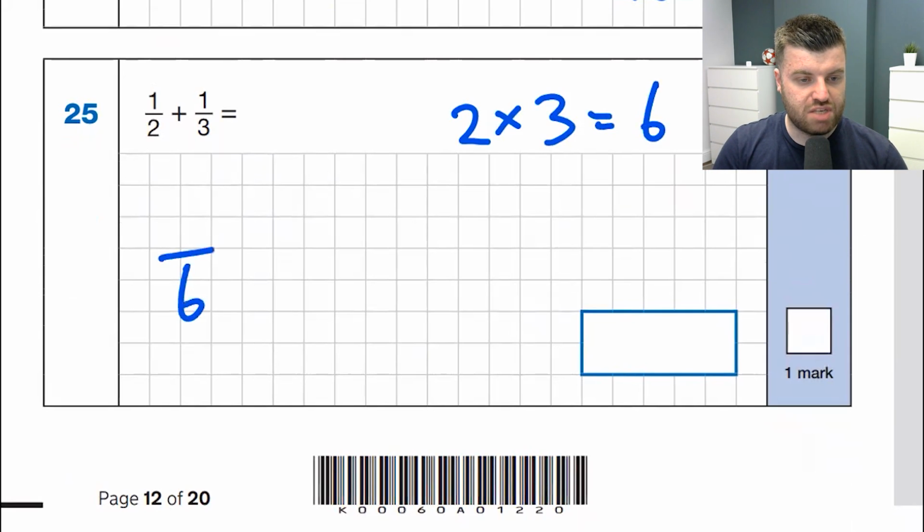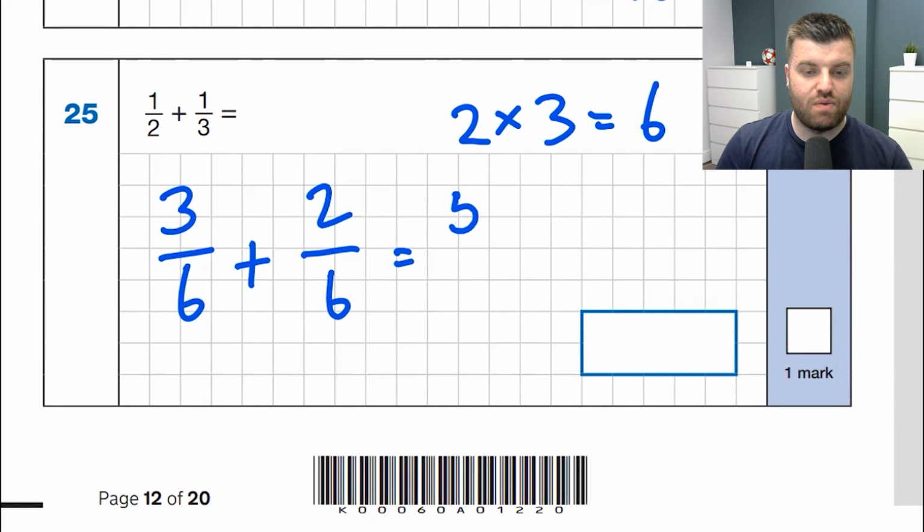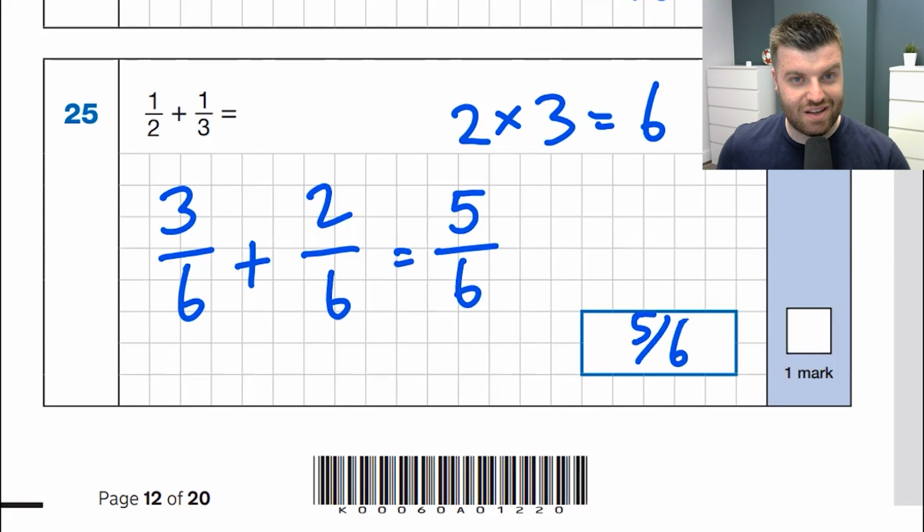So we know that we can change both denominators into 6. We're going to cross multiply. So we need to multiply 1/2, the numerator and the denominator, by 3. We get 3/6. Plus, cross multiply the other side by 2 on the numerator and denominator. We get 2/6. If we add them together now, we get 5/6. And we can give that as our answer.